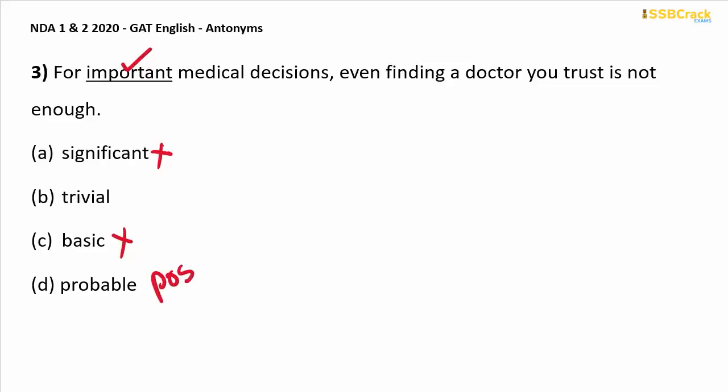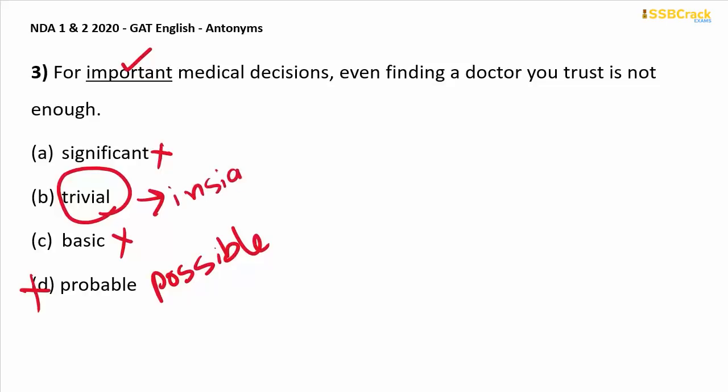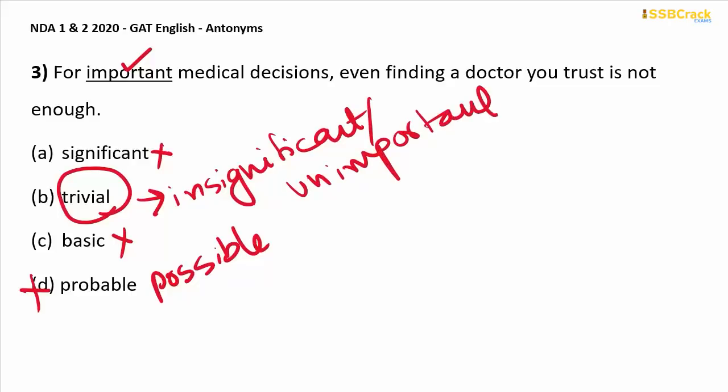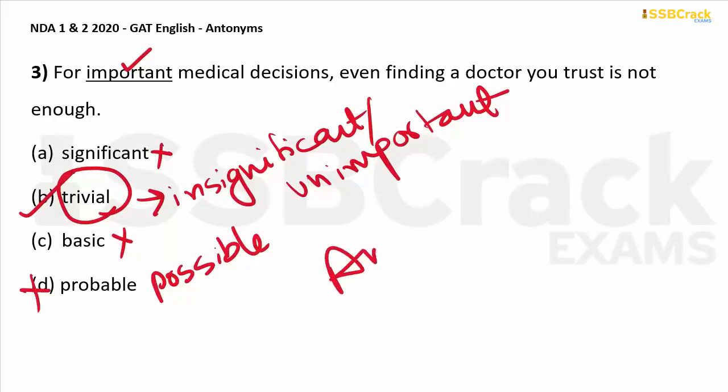Probable means something which is possible. Again, no relation with the term, with the word important. Here you go, the word that we have is trivial. Trivial means something which is insignificant. In other words, something which is unimportant. Okay, so here you go, you have found out the antonym of important, and that is option B, trivial. So your answer is option B.